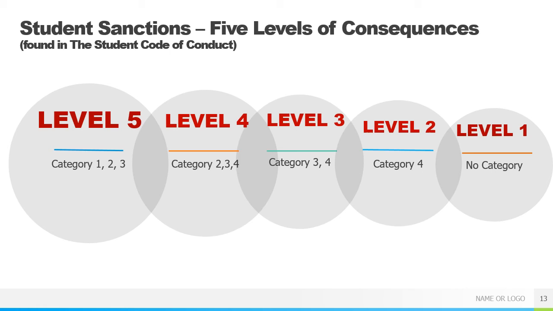Here's another visual of the 5 levels of consequences and their related categories of computer misuse. As you can see, level 1, there were no categories defined. So, like I said, the consequences and the categories, the entire thing is just so confusing. It's not clearly defined.